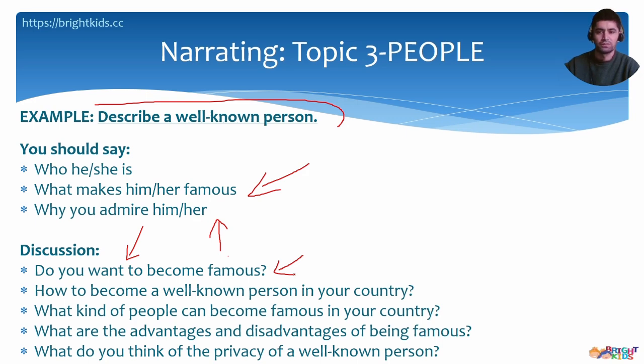So here are some different questions. Do you want to become famous? How to become a well-known person in your country? And what kind of people can become famous in your country? What are the advantages and disadvantages of being famous? What do you think of the privacy of a well-known person?